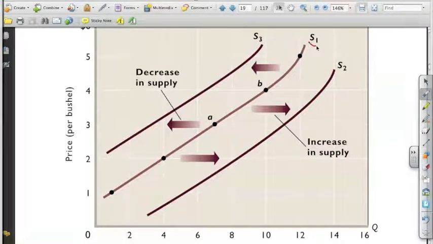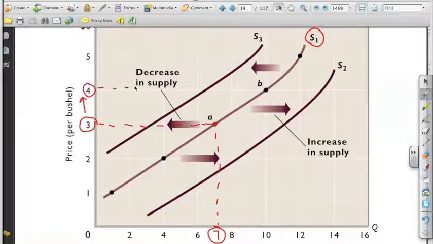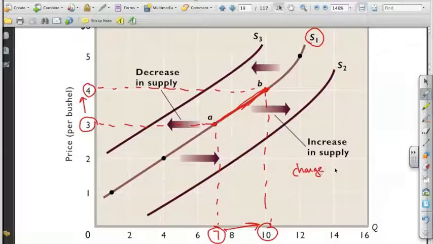So here we have our original supply curve at S1. We start off here at A. Here you have a price of 3 and a quantity supplied of about 7. If we increase price to $4, come over to the supply curve, we move along the same supply curve, S1. We come down and we find we've had an increase in quantity supplied, right? This positive relationship. This is our change in quantity supplied. It's just caused by a change in price.